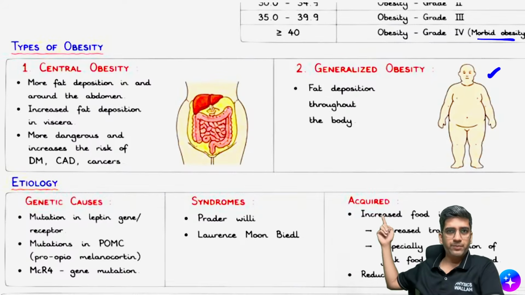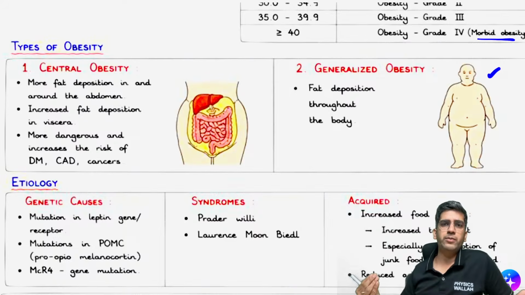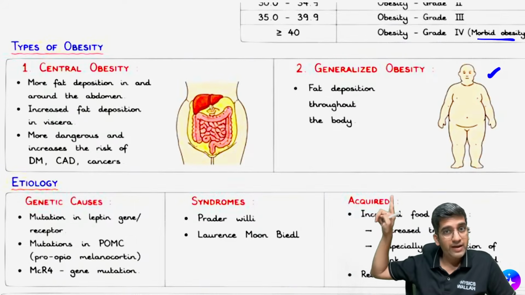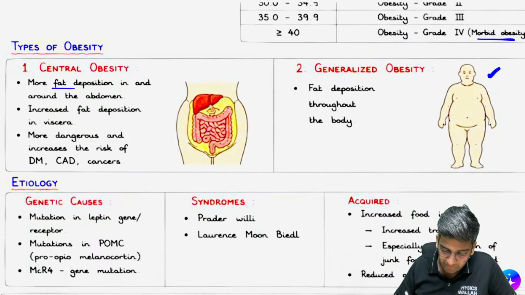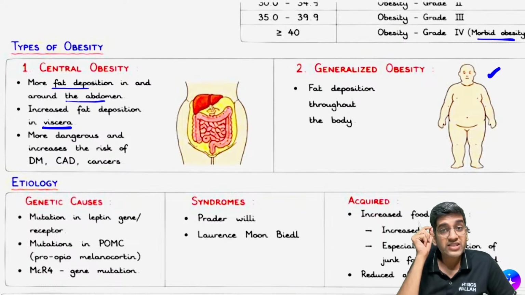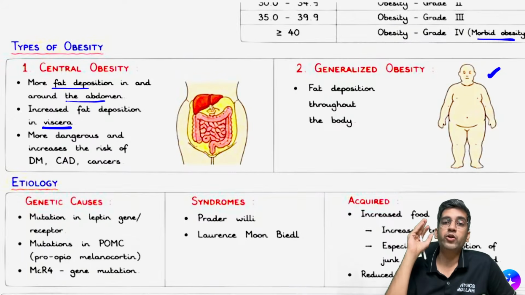This could be a body type. If your parents are a little bit rounded, there is a possibility you also can be rounded. I'm not saying this is good, this is also bad, but at least better of the worst. Here you have more fat deposition around the abdomen and increased fat deposition in the visceral region. These visceral fats are very, very difficult to remove. That's the most dangerous, which causes all the complications.